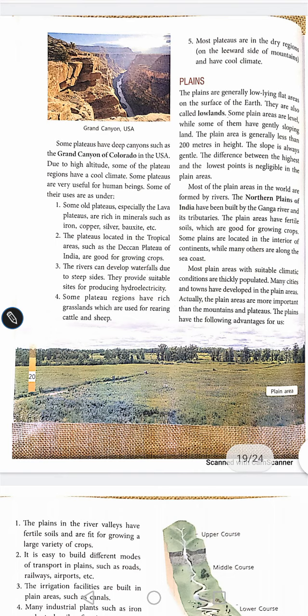Now some plateau regions have rich grasslands which are used for rearing cattle and sheep. Most plateaus are in the dry regions on the leeward side of the mountain and have a cool climate.